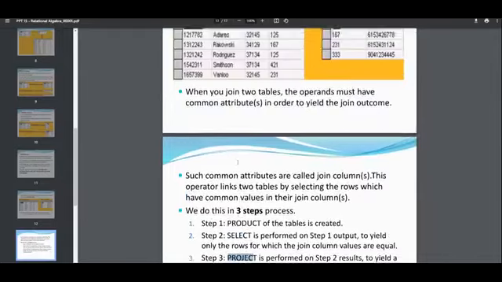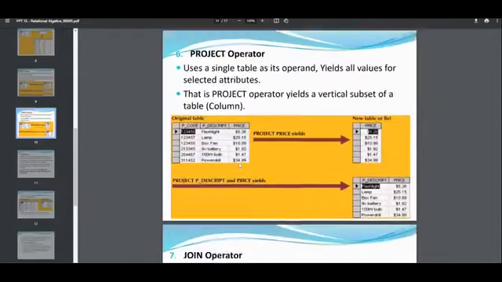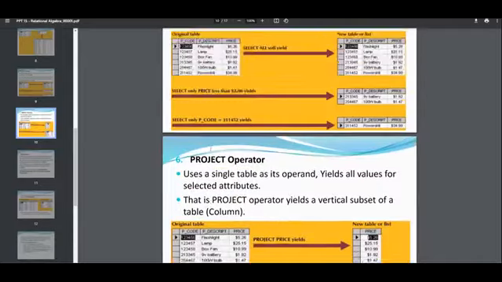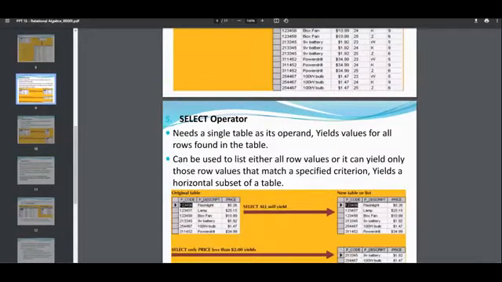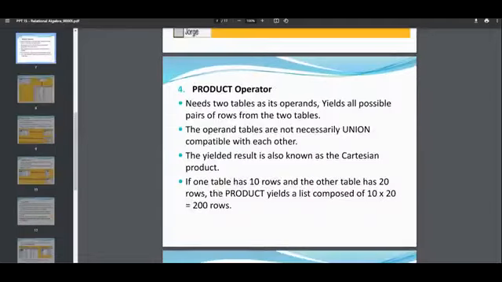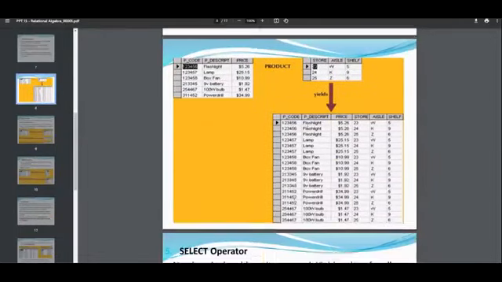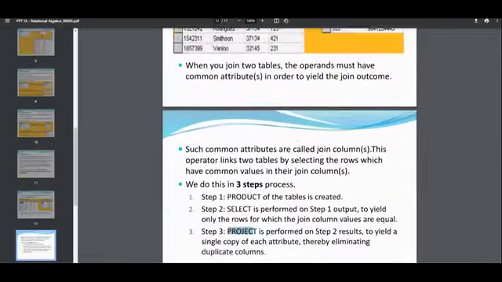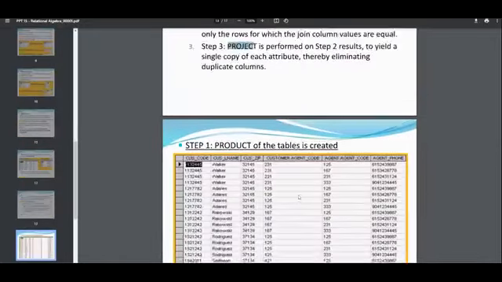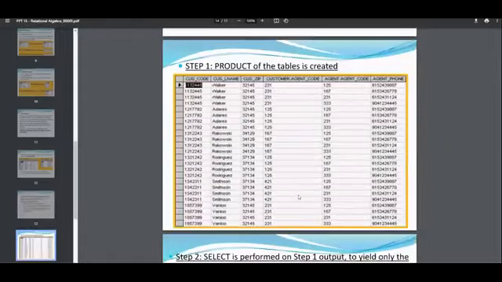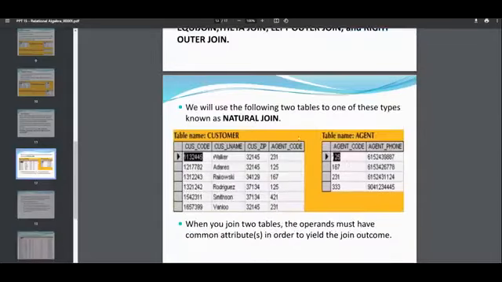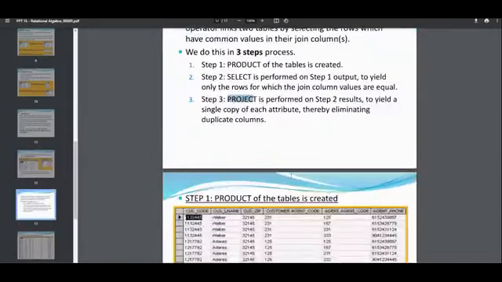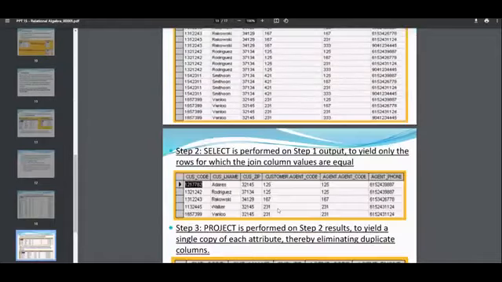Then all the other things we learned, like project, select, and product, have to be applied there. So this is the way the outputs are displayed. After producing the product of these two tables, it looks like this, right? After performing select, it should look like this way.